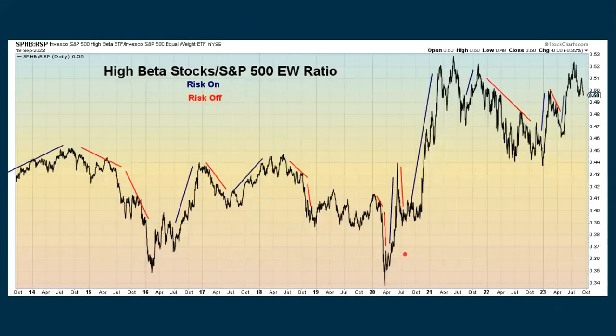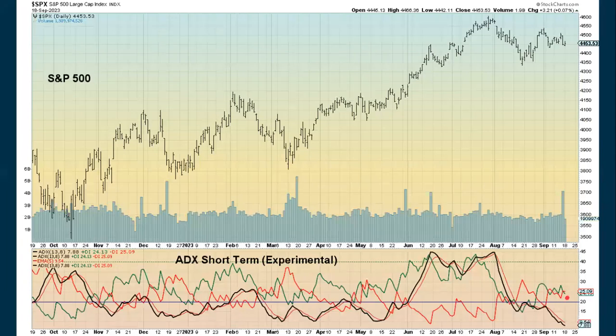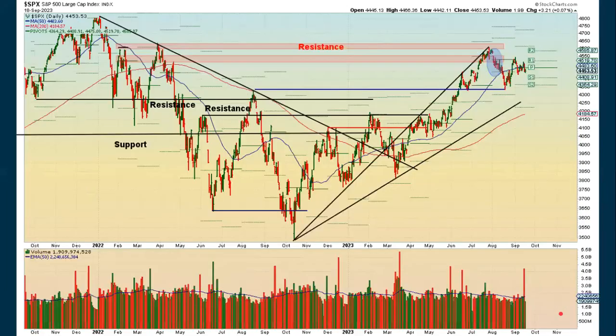The ratio between risk on and risk off is continuing to show shorter term weakness. And here's our trend. We're declining with the ADX. We're below the moving average, and the red line is starting to cross above the green line. And we're seeing pretty much that same thing with our short-term ADX. The daily chart, we're now below the 50-day moving average, and we're having a little bit of a difficult time trying to break back above this overhead resistance.